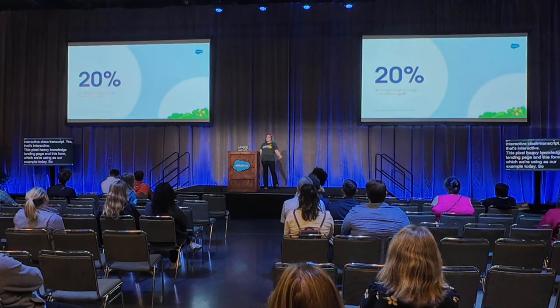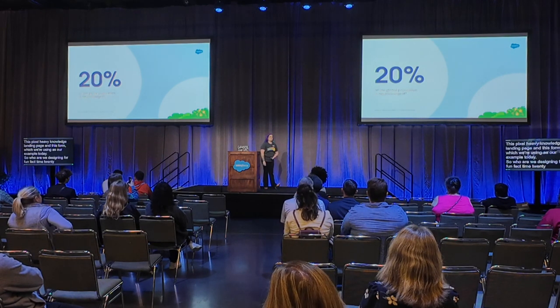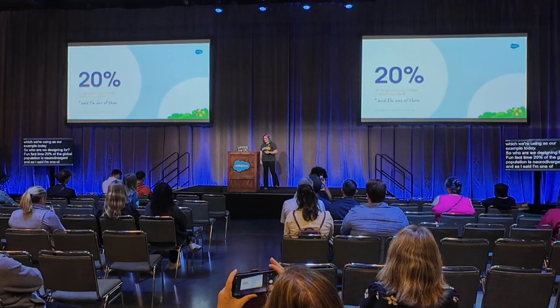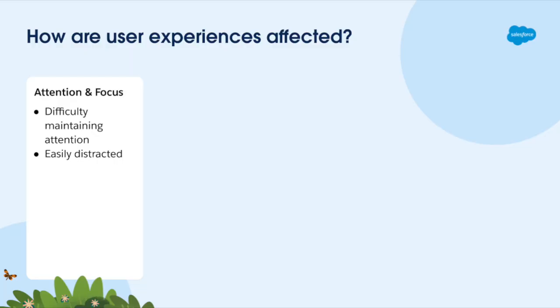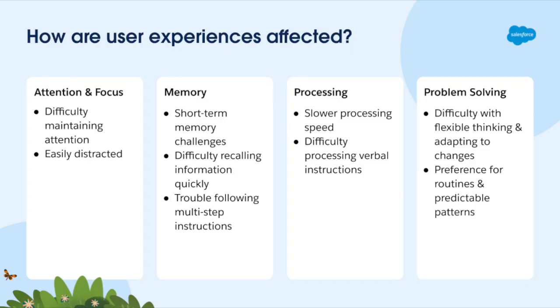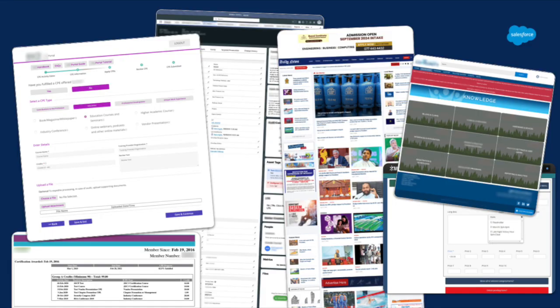So, who are we designing for? Fun fact time. 20% of the global population is neurodivergent. And as I said, I'm one of them. When we're easily distracted, have issues with short-term memory, and process things more slowly than other people, and we rely heavily on predictability, you can imagine the kind of experiences we have with the pile of websites that I just showed you.